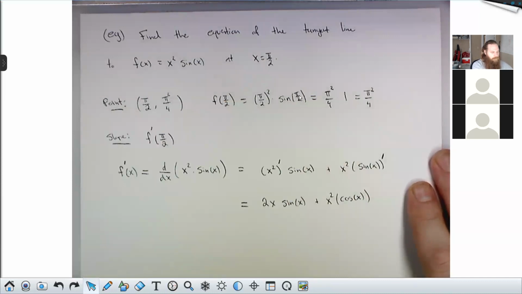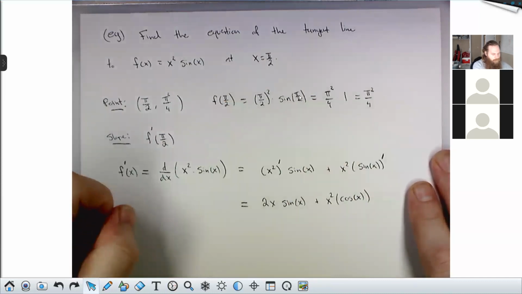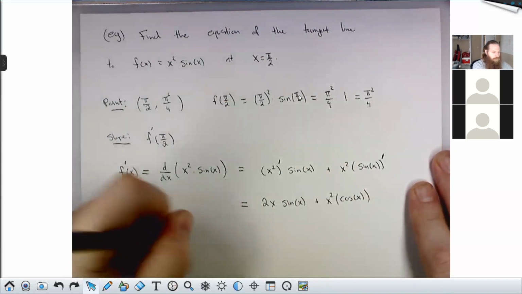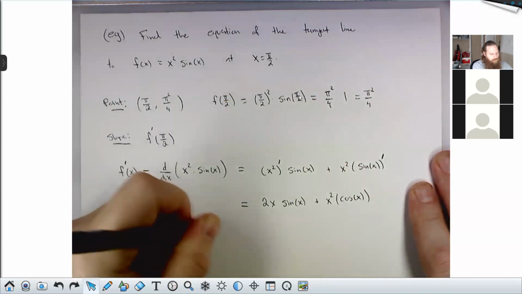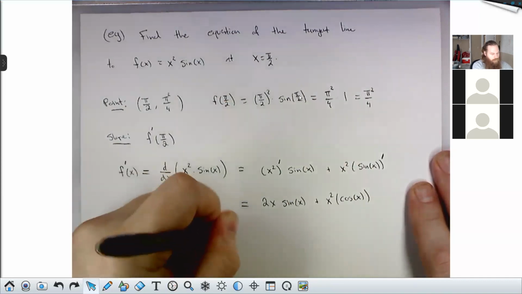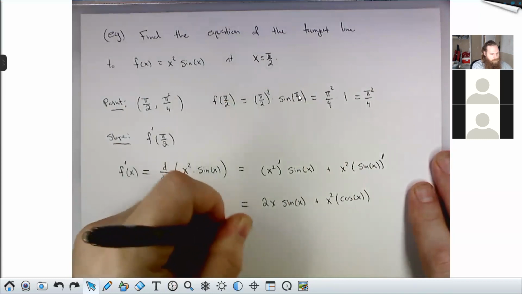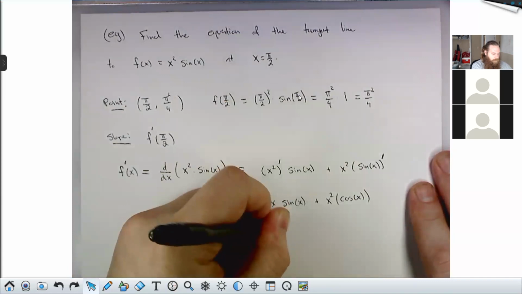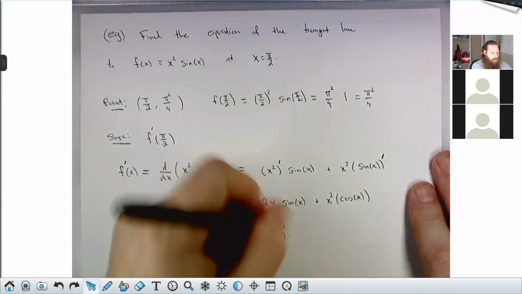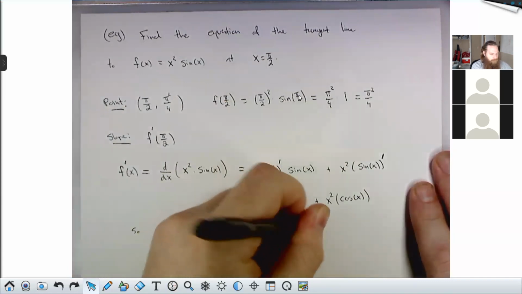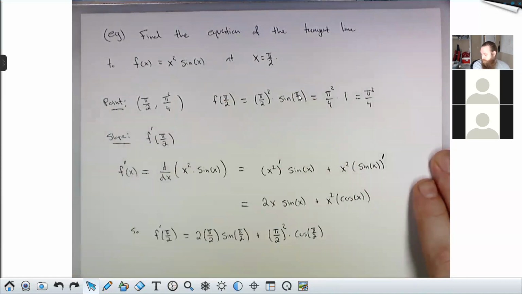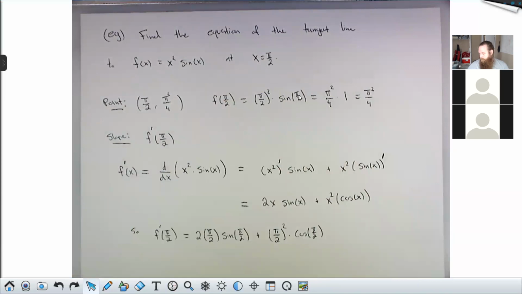So that's f prime, which means f prime of pi over 2, which remember is my slope, is 2 times pi over 2 times the sine of pi over 2 plus pi over 2 squared times the cosine of pi over 2. And you will keep up.